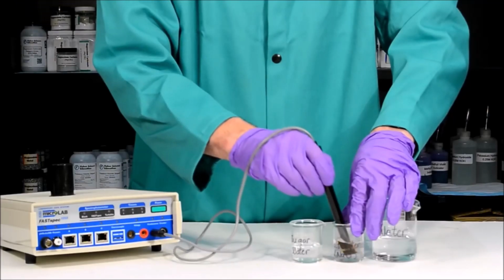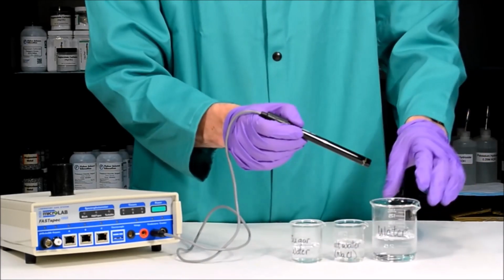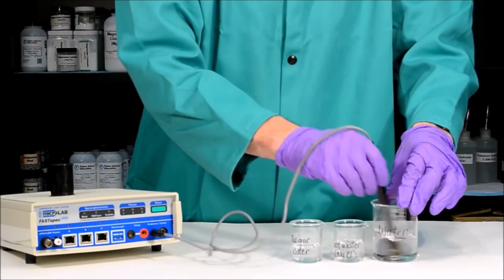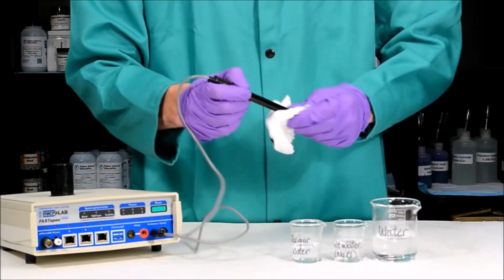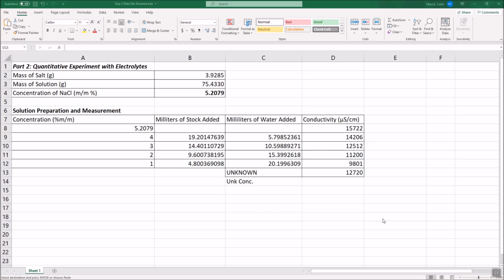After making the conductivity measurement, it's important to clean the probe. To do that, simply insert the probe into a beaker of DI water and swirl it around. Then, wipe the probe dry with a paper towel.